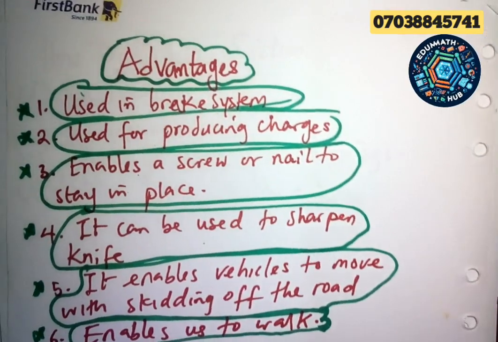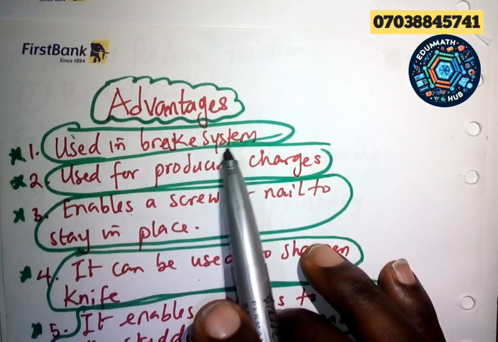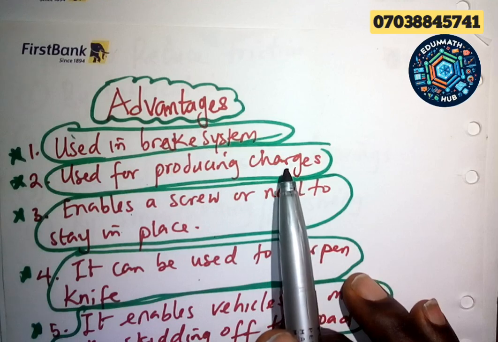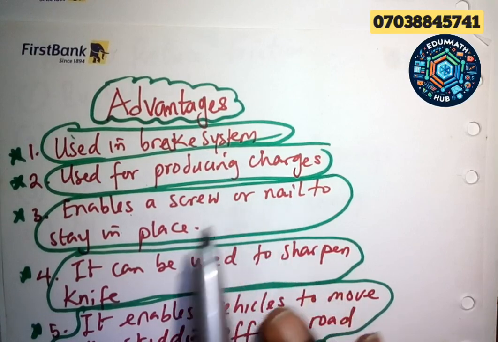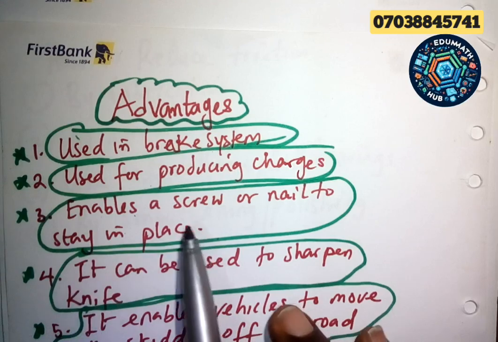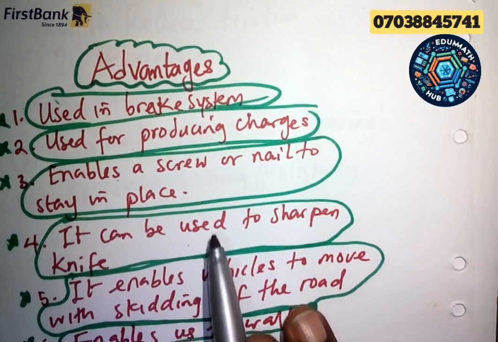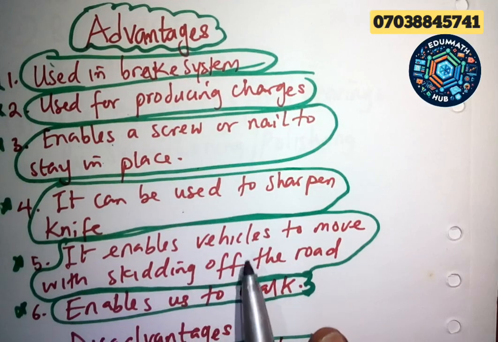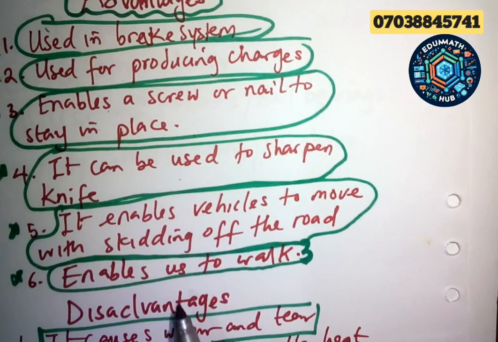Now we have the advantages of friction. Friction helps us in the brake system of a car. It is used for producing charges. When you talk about electrostatics, you can produce charges by rubbing, for example when you rub an ebonite rod. It enables us to put a nail or screw in place. It can also be used to sharpen metals like a knife and so on. It enables your vehicle to move on the road without skidding off. And it enables us to walk. Without friction, you wouldn't be able to walk. You can see friction is very, very important.